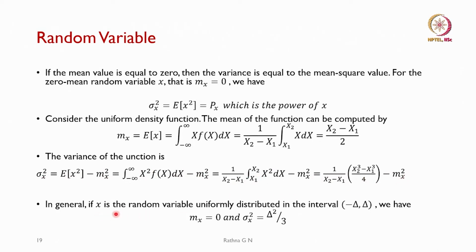In general, if x is a random variable uniformly distributed in the interval minus delta to delta, then we will have the mean mx equal to 0, and the variance sigma x squared is given by delta squared by 3. By substituting minus delta and delta, you can calculate and you will get delta squared by 3 as the value. So, this completes our discussion on correlation and a little bit on random processes. In the next class, we will take up the adaptive filter, and how we are going to derive it. Thank you.